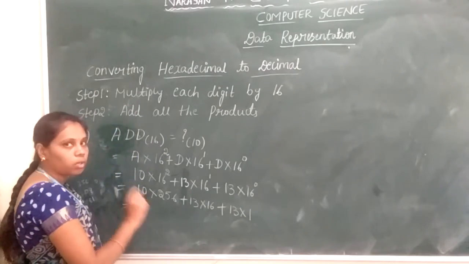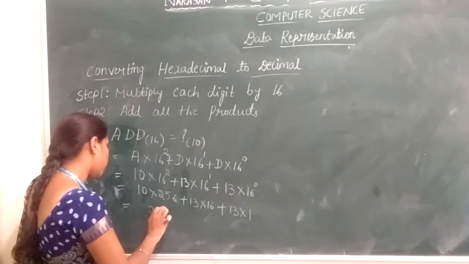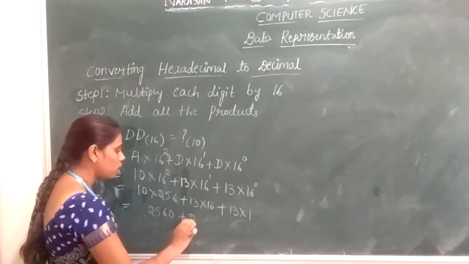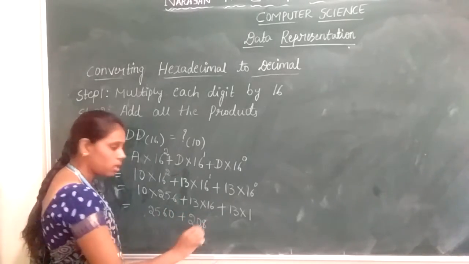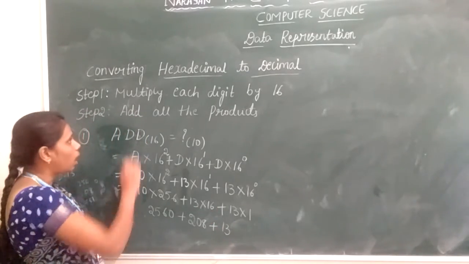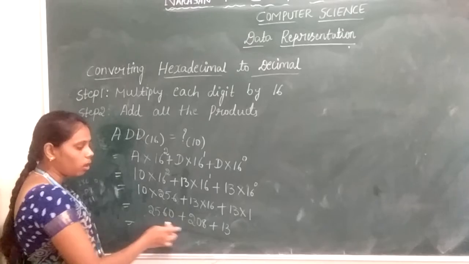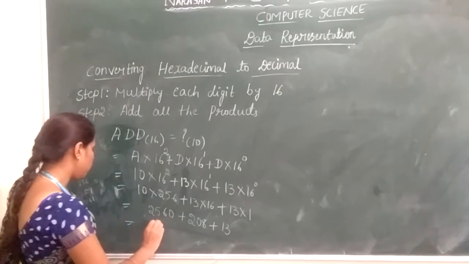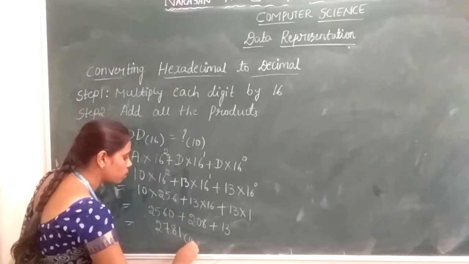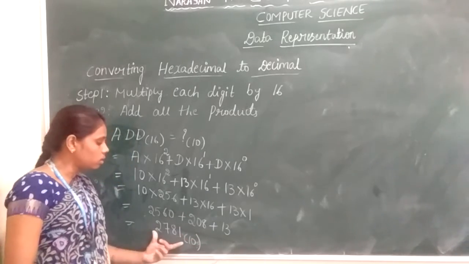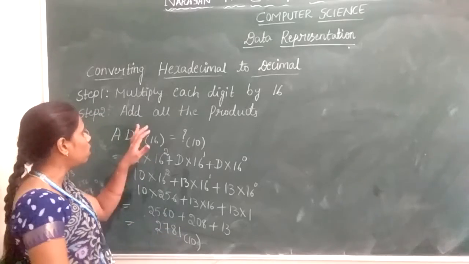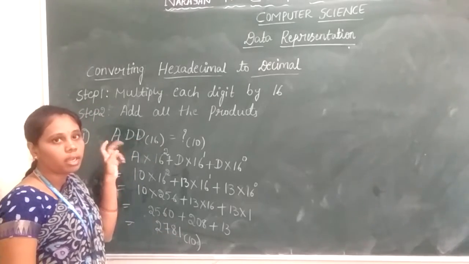Now 10 into 256 is 2560, plus 11 into 16 is 176, plus 13 into 1 is 13. Now add all these products, you will get the value as 2749. The base is 10. Now 2749 is the decimal equivalent value for the given hexadecimal ABD.